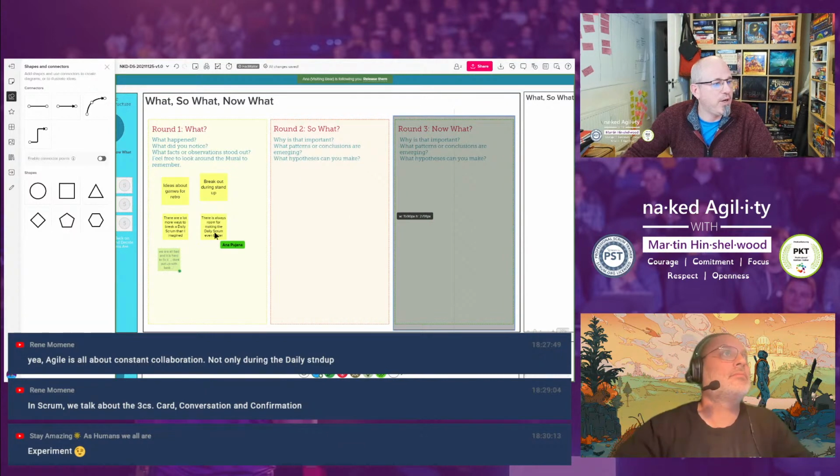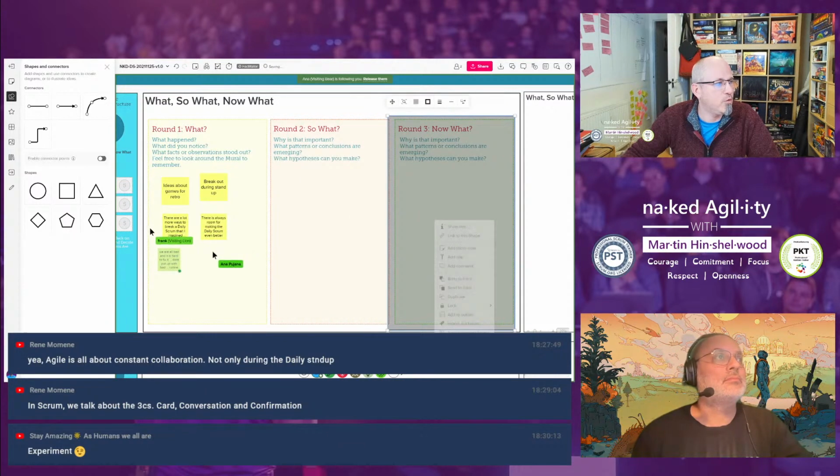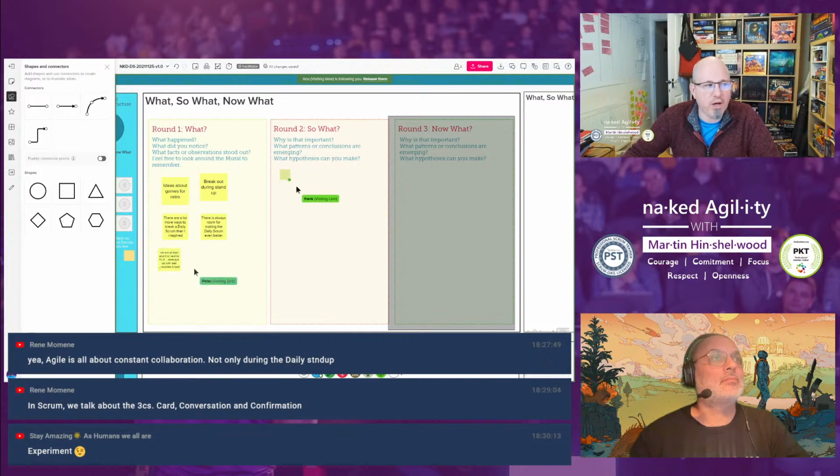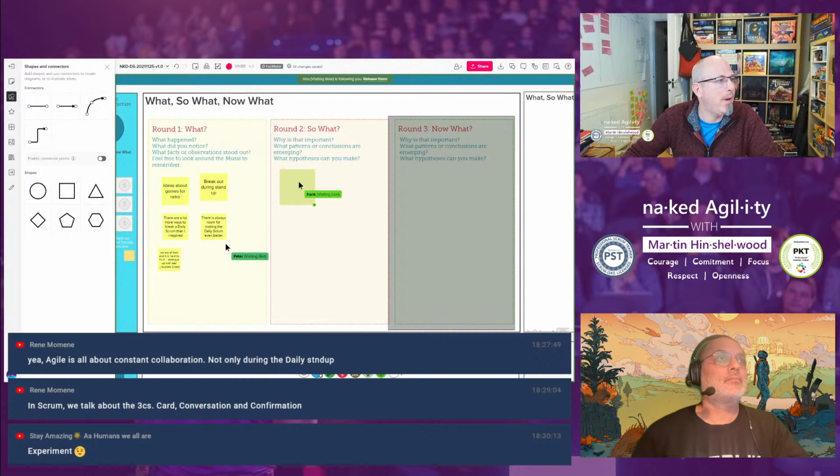Okay, so I'm going to open out round 2. So don't be typing in round 1 now. Round 1 is finished. Why is that important? What patterns or conclusions might be emerging?